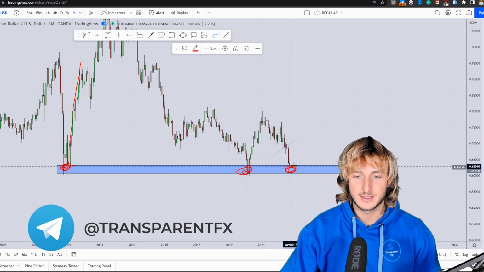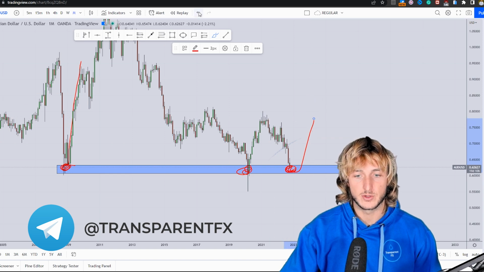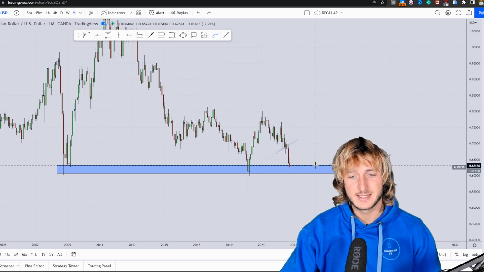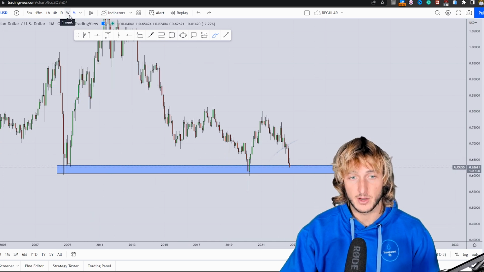And at the moment we're testing this area once again, from which there is definitely the possibility to see the market create a rejection to the upside and at least to react to this area, since it is a very strong historical structure, support and demand area.